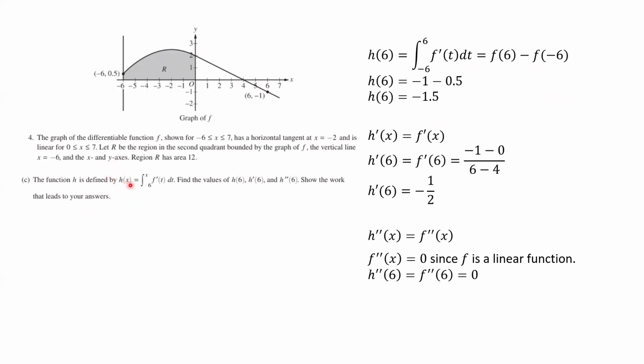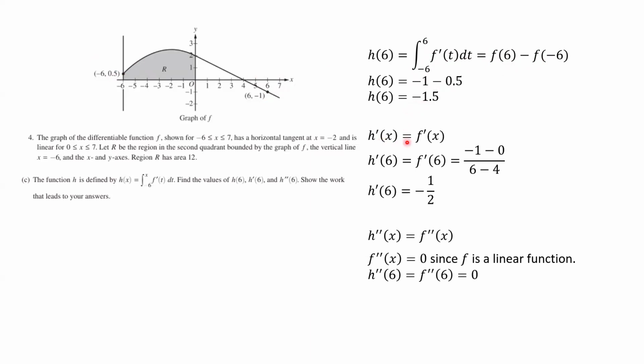The function h is defined by h of x is the integral from -6 to x of f prime of t dt. Find the values of h of 6, h prime of 6, and h double prime of 6. So for h of 6, we plug in x as 6, so the integral from -6 to 6 of f prime of t dt. You've got to be careful, this is f prime. We're going to use the other fundamental theorem of calculus, where it's f of 6 minus f of -6. What's f of 6? That's -1. What's f of -6? That is 0.5. So -1 minus 0.5, which is -1.5.